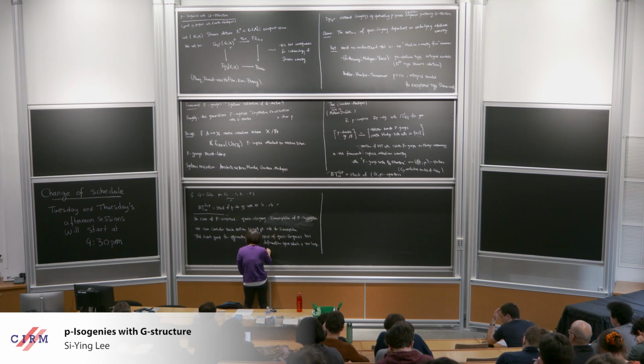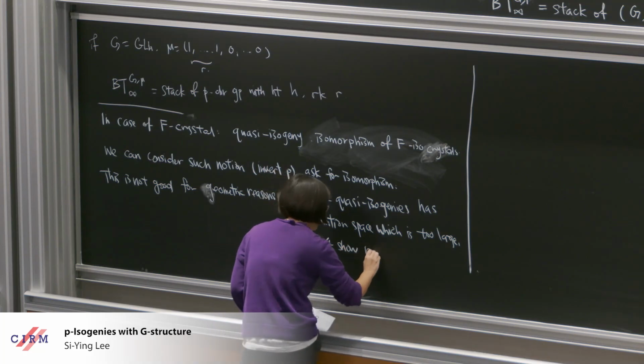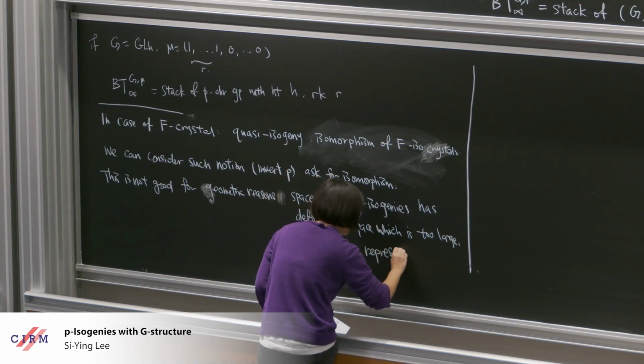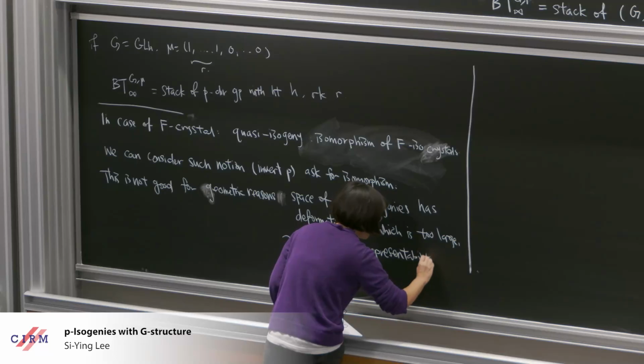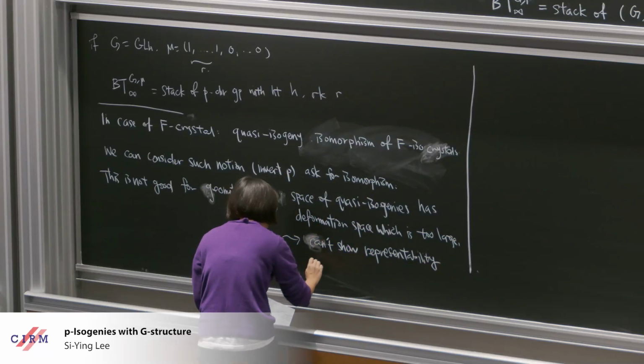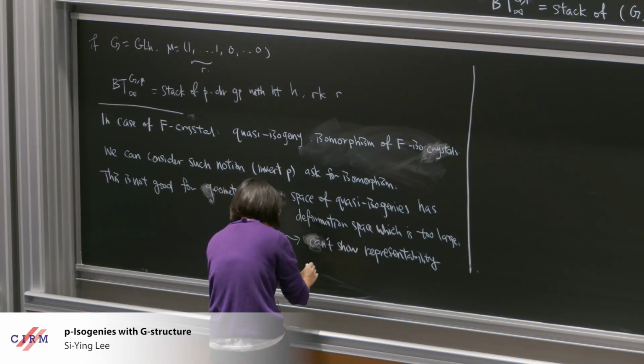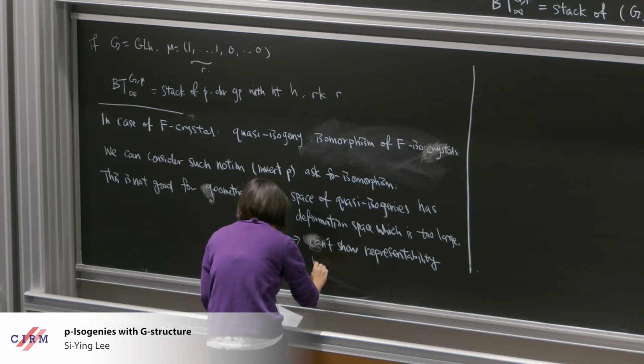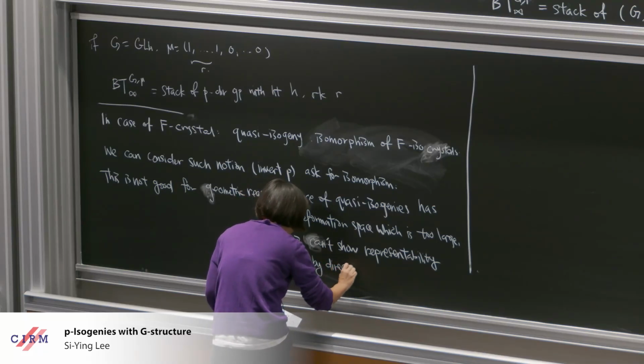So you can't show representability results by directly contemplating this quasi-isogeny or this kind of definition.